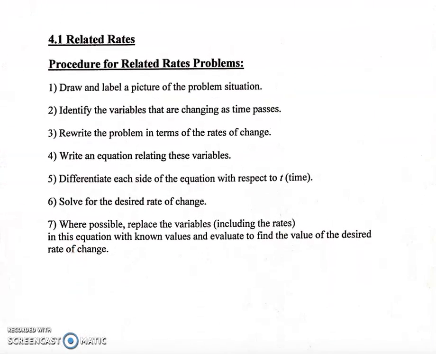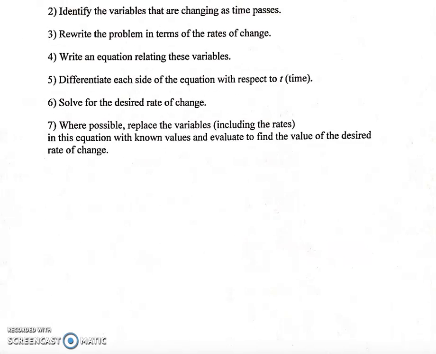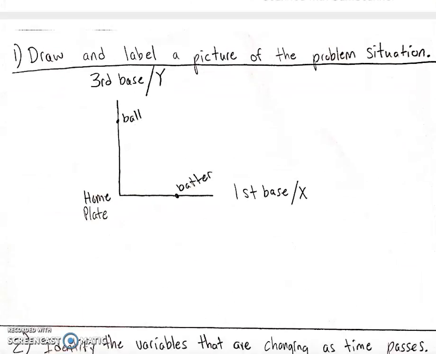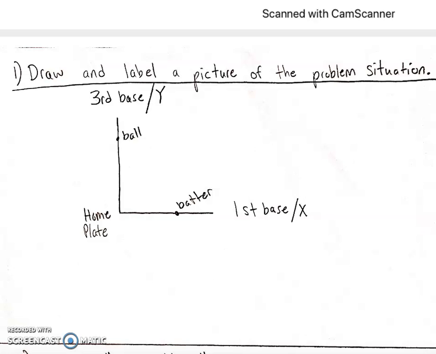This is the handout that Professor Seeberger gave us on related rates. I'm going to use this procedure to find a solution to the problem. The first step is to draw and label a picture of the problem situation. I rotated the baseball diamond a bit to make it easier to visualize, and I also changed the name of the axis for the same reason. The ball was hit towards third base, or Y, and the runner is running towards first base, or X.